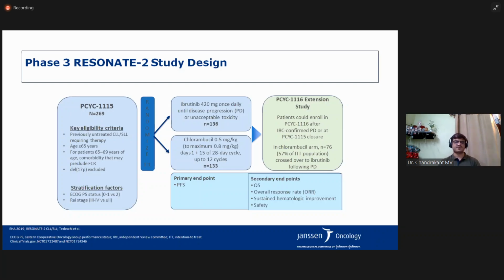So the randomization was 1:1. That is ibrutinib 420 milligram once a day, until disease progression or unacceptable toxicity in 136 patients, and chlorambucil 0.5 milligram per kg to maximize to 0.8 milligram per kg day 1 plus 15 of a 28-day cycle up to 12 cycles. And the primary endpoint is progression-free survival. And the secondary endpoint was overall survival, response rates, sustained hematologic improvement, and safety.